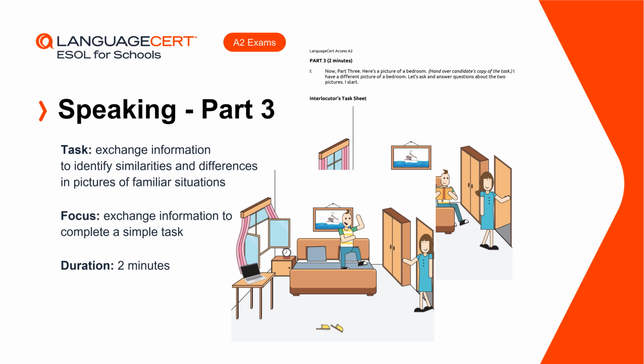In Part 3, the test taker and the interlocutor exchange information to complete a simple task. They are required to identify similarities and differences in pictures of familiar situations. The aim of this part is to assess the test taker's ability to exchange information, and its duration is 2 minutes.